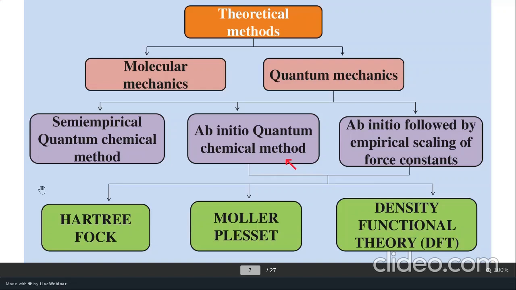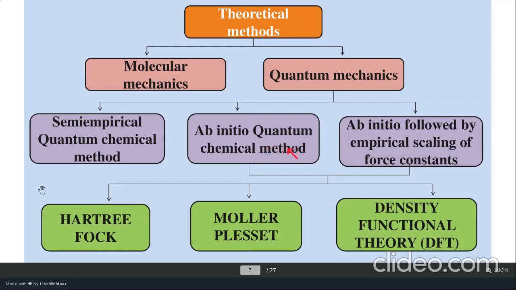The ab initio method and the empirical scaling method are basically the same, but in the empirical scaling method, we scale some parameters, like we set a basis set and scale some data. The ab initio quantum chemical method tries to solve the electronic Schrodinger equation, using the positions of the nuclei and the number of electrons, to give information about the structure of that molecule. It also gives us properties like energies, electron densities, etc.